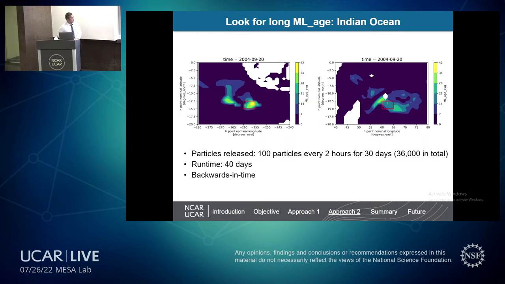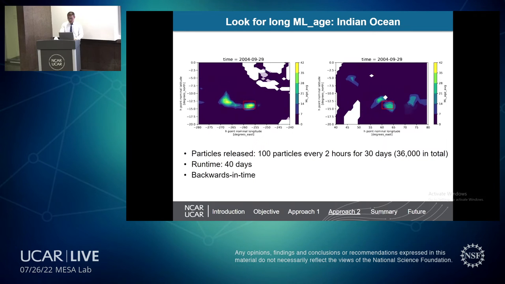This animation shows you the mixed layer age changes through time. I picked a 1 month time window to look for the long mixed layer age patch in the ocean. Then I put a red box over the area where the mixed layer age is consistently long over this 1 month. To better represent the average condition in this month and region, I continuously release 100 particles every 2 hours for 30 days. After release, I run the model for 40 days, but backwards in time.